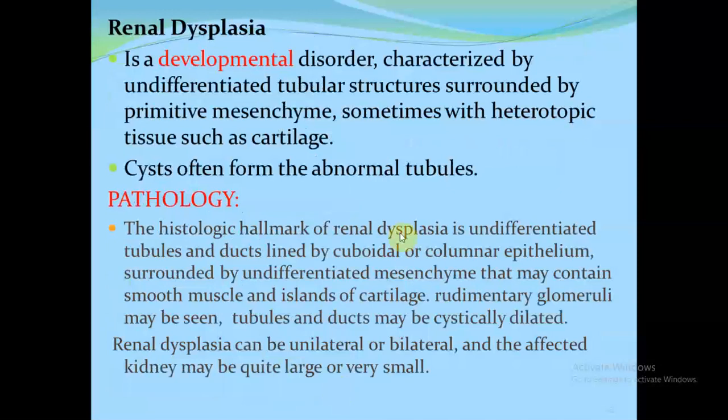Renal dysplasia, we said, is developmental but not hereditary. It occurs due to defects during embryogenesis and intrauterine life without a specific gene involvement. Here there will be undifferentiated tubules surrounded by primitive mesenchyme and some heterotopic tissues such as cartilage. Cysts form from abnormal tubules.